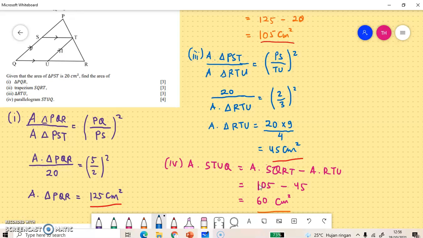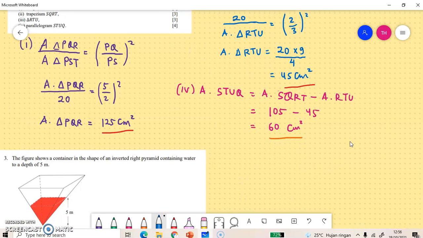The square root of 105, we have got from here 105, minus root of 45, where is root 45? Here, 45, yeah, minus, we get 60 centimeter square. Okay, that's it. Next, question number 3.